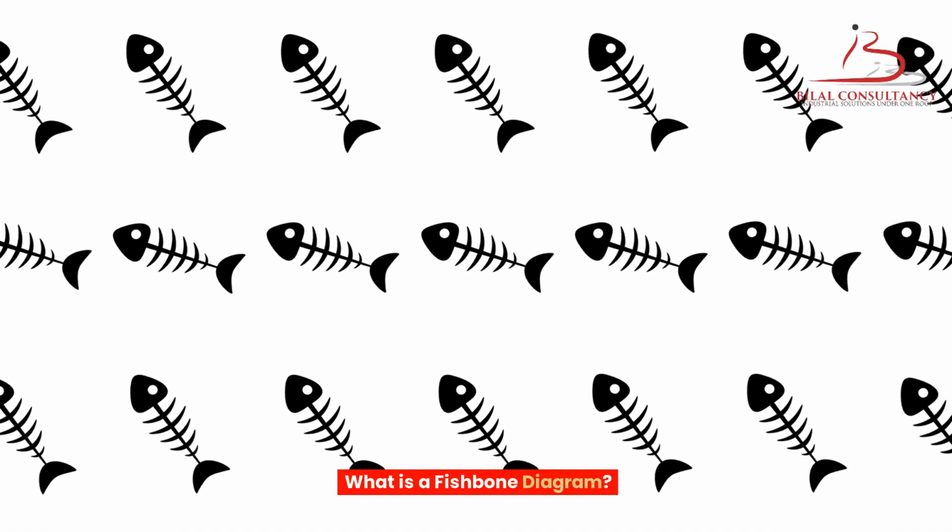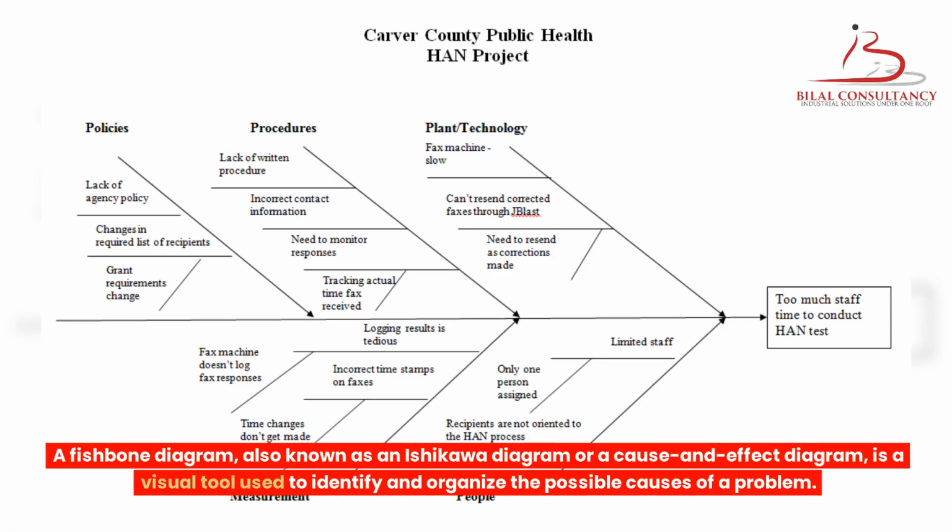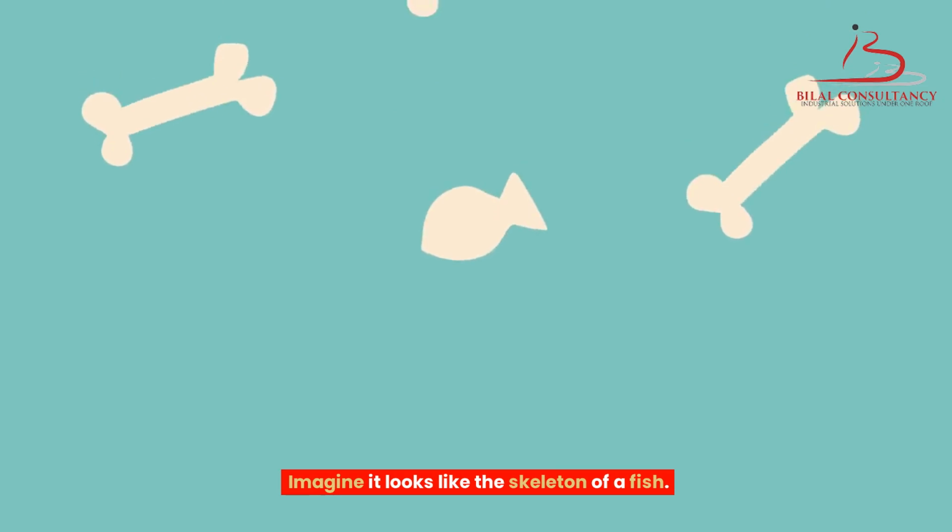What is a fishbone diagram? A fishbone diagram, also known as an Ishikawa diagram or a cause and effect diagram, is a visual tool used to identify and organize the possible causes of a problem. Imagine it looks like the skeleton of a fish.